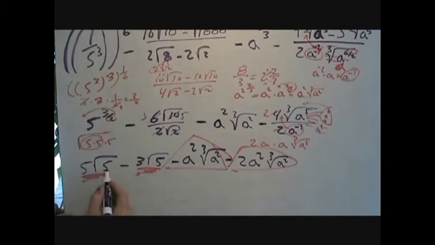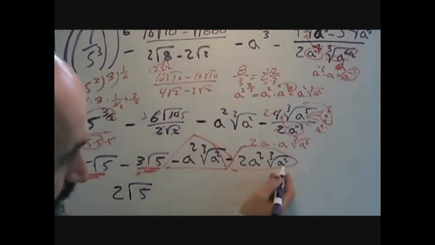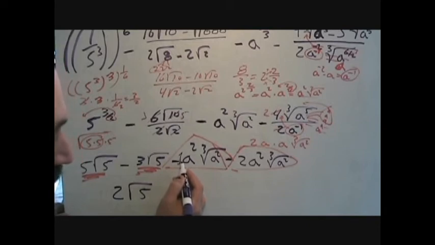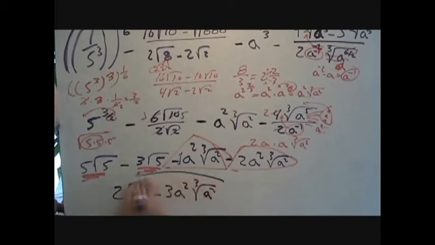So 5 square root 5 minus 3 square root 5 is going to be 2 square root of 5. And negative a squared cube root of a squared minus 2a squared cube root of a squared. Again, these guys can add, so that's negative 1. If there isn't a number up front, it means 1. Negative 1 minus 2 is going to be negative 3. Negative 3 a squared cube root of a squared. Okay, and that is our final solution. That is this guy simplified.